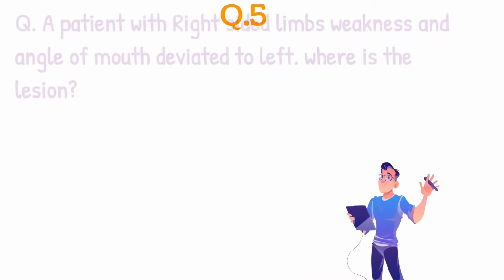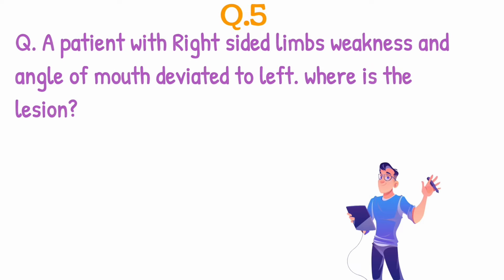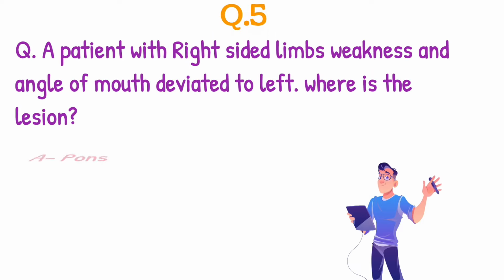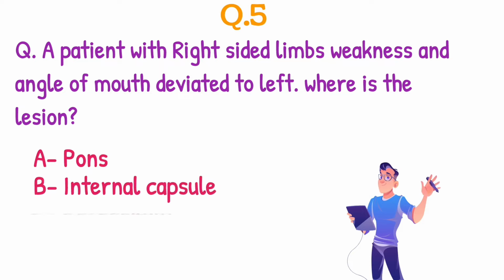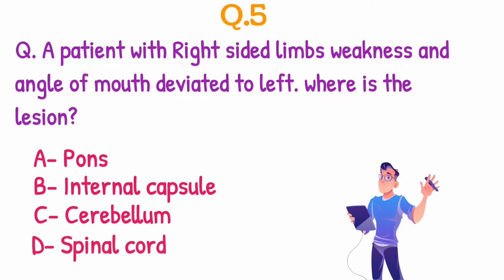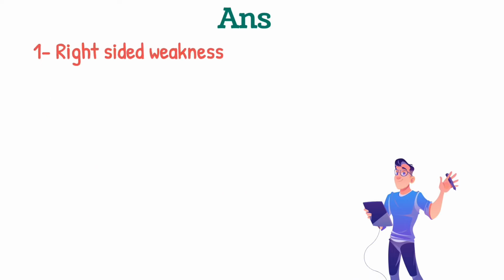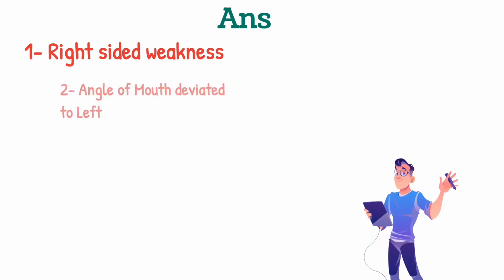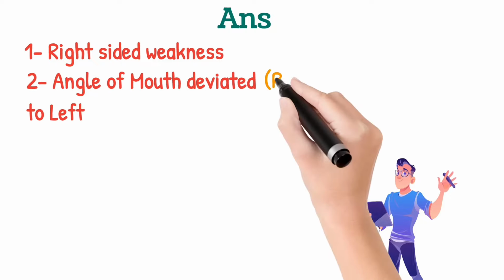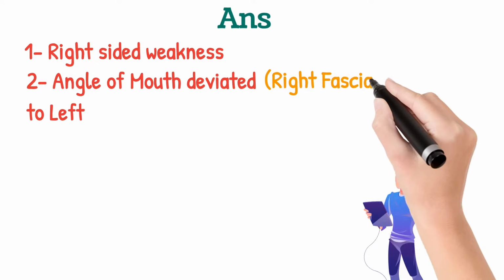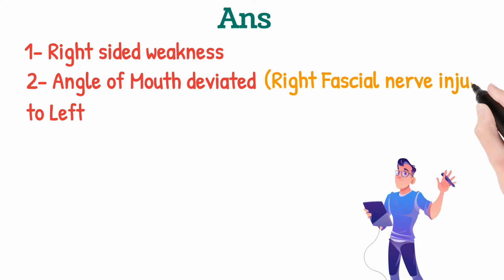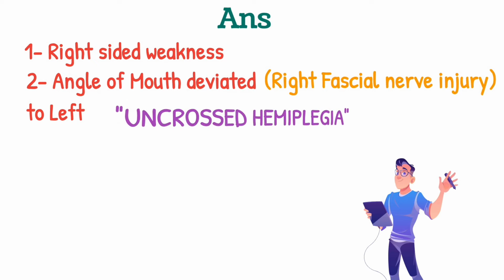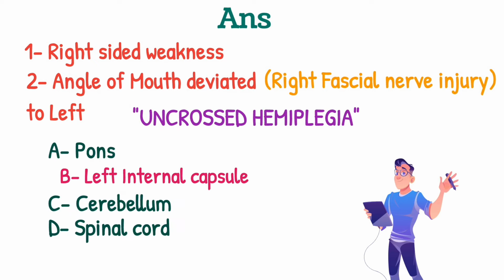Please read the question and the options carefully. It is tricky. The catchphrases are right-sided weakness and angle of mouth deviated to left, showing right facial nerve lesion, because mouth deviates away from the side of lesion. As weakness and cranial nerve involvement are on same side, so it is uncrossed hemiplegia. It occurs in lesion of internal capsule. So correct option is B.